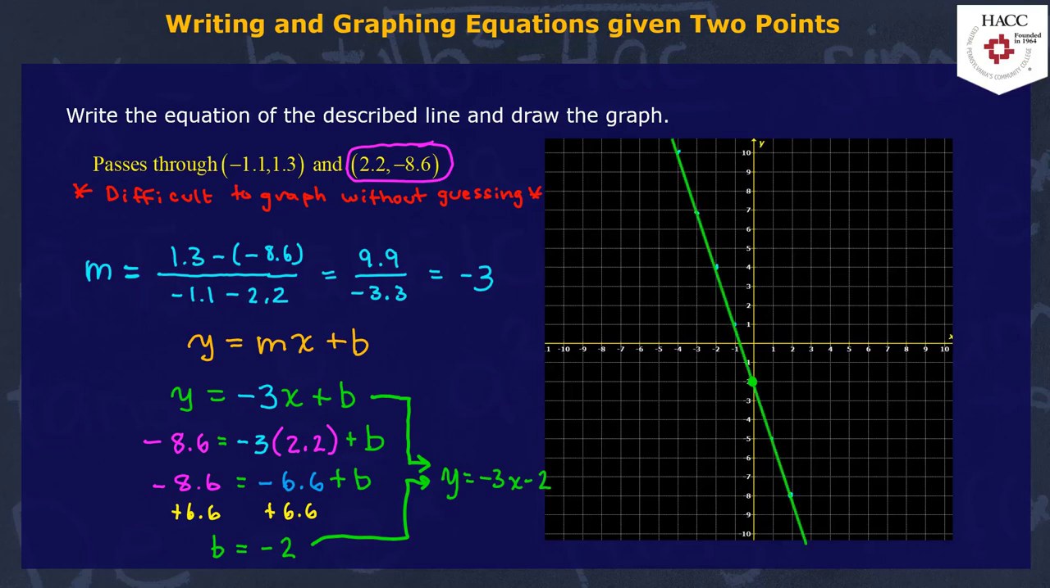And that brings me to almost the end, because now if I want to see reasonably where negative 1.1, 1.3 and 2.2, negative 8.6 are, those would be somewhat decent locations. But since they don't go along with the scaling I have here, it would have been more problematic to try to graph them beforehand. But that now brings me to the end of this problem.